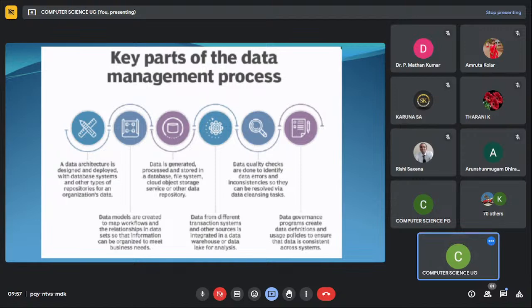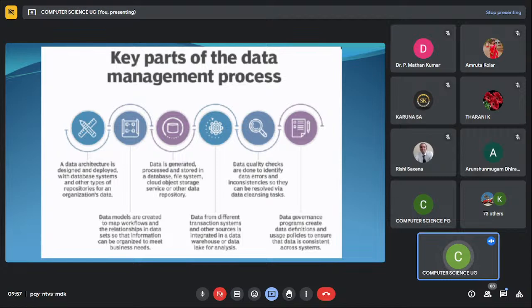So these are the key parts in the data management process. It's just a pictorial representation of what we talked about. First, the data architecture. We all know about relational databases like Oracle, Microsoft Access, MySQL or PostgreSQL. For unstructured data, we have MongoDB. I think many people have done many projects with our college. So how are we going to architect the data? How are we going to store the data elements? How many columns are we going to have? These all come under the architecture.